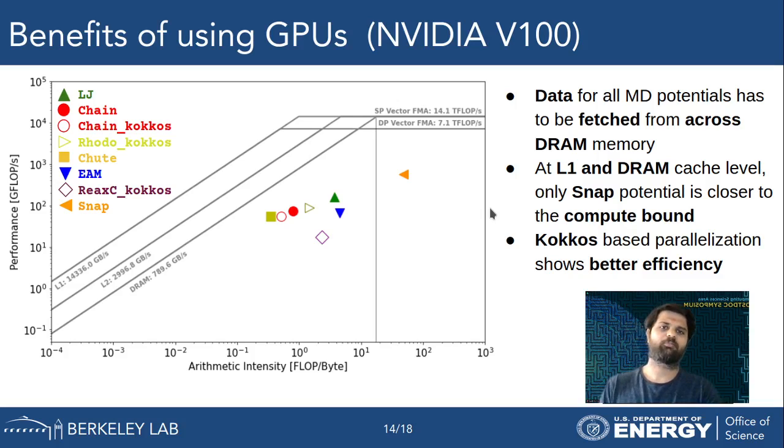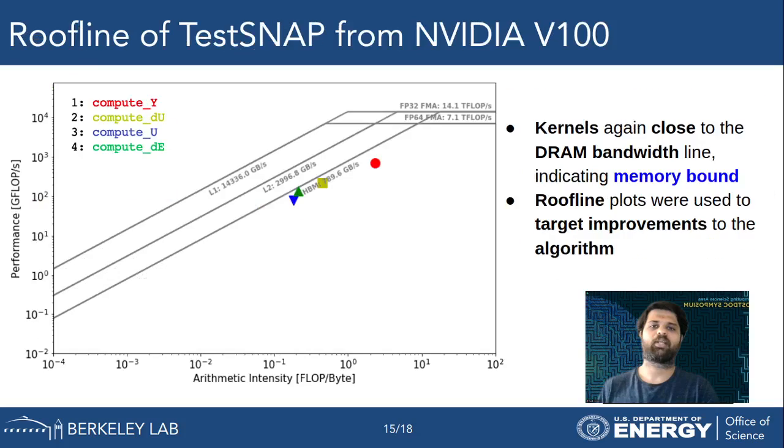So if we break down the performance of the SNAP potential using a proxy app, which is TestSNAP, we look at SNAP, which consists of 4 different algorithms. And you see that between the 4 of them, compute Y is the most arithmetic intensive.